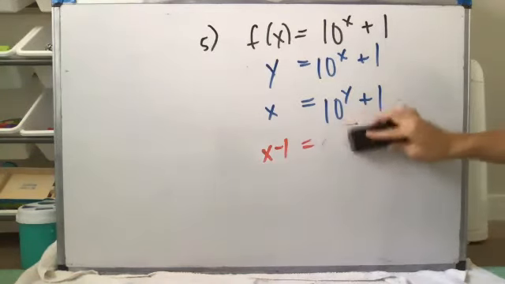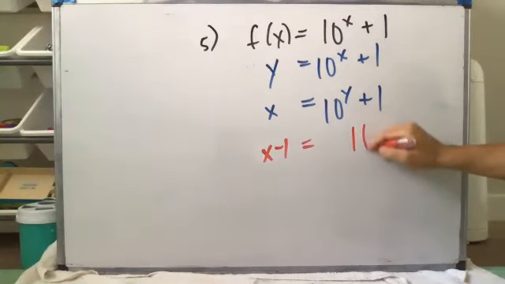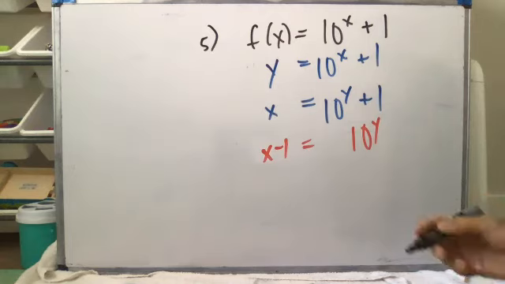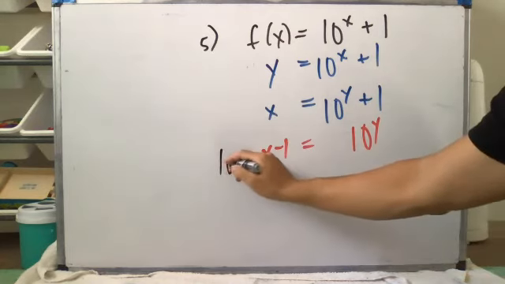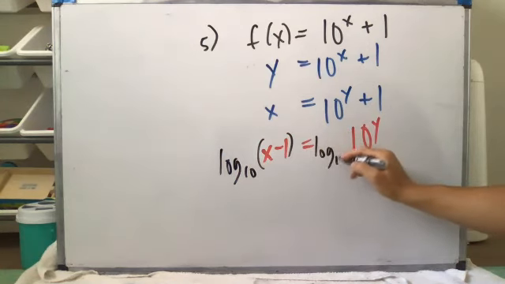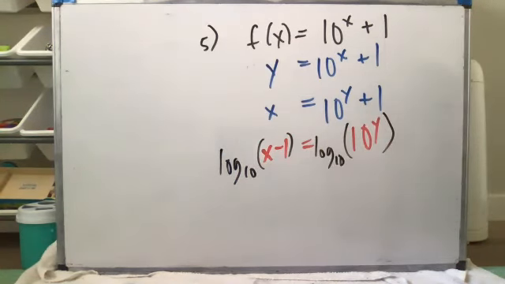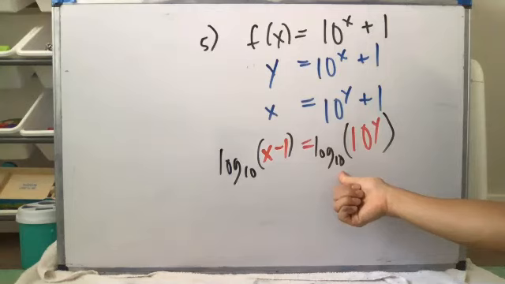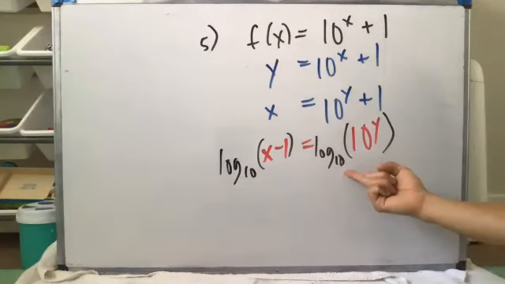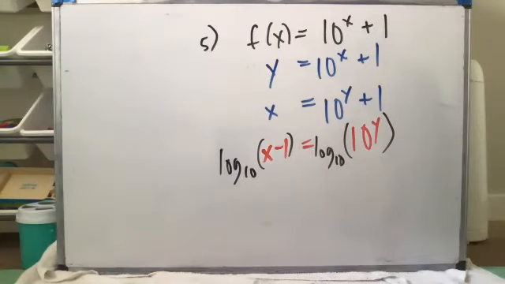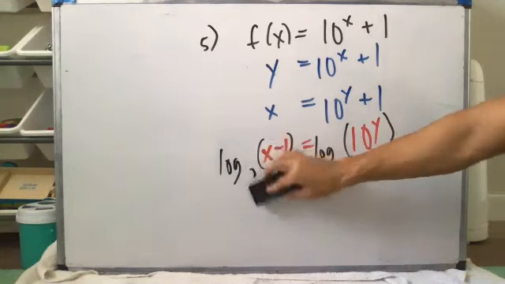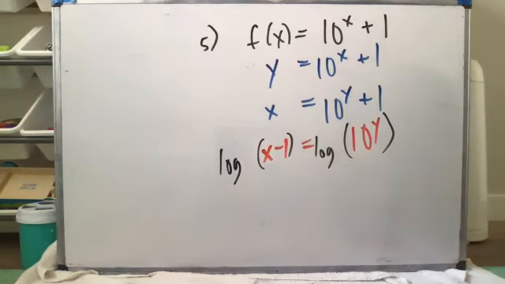Let me give myself more space again. I'm going to do the same trick, trying to undo this exponential function. So what I want to take is the log base 10. Log base 10 of x minus 1 is equal to log base 10 of 10 to the y. Or if you like, you can just write log, right? Because remember, we talked about last time how log without any indication is talking about log base 10. So you could have just said log because that means the same thing.